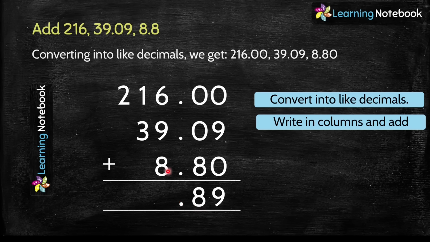Now we will add whole number part. 6 plus 9 plus 8 equals to 23. So write 3 in the answer and 2 gets carried over. Now 2 carry plus 1 plus 3 equals to 6, and then we have 2. So our answer is 263.89. So students, this is how we add decimal numbers.